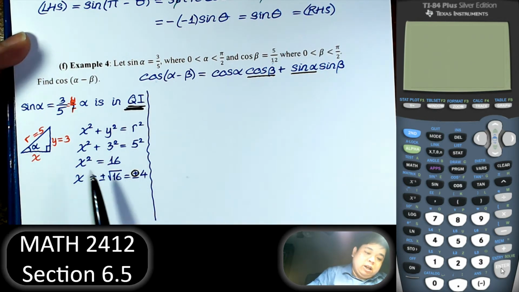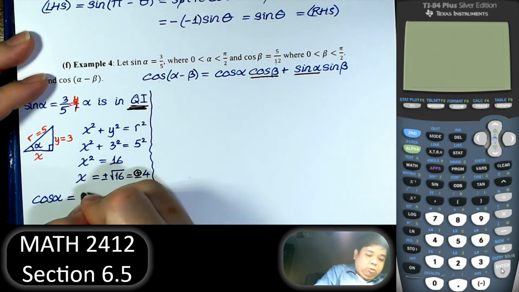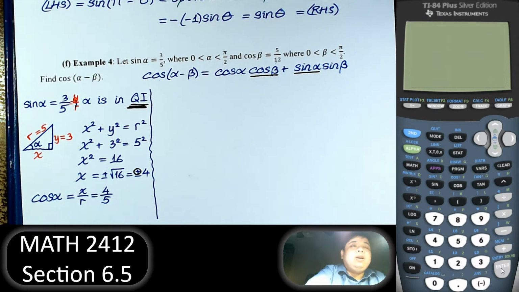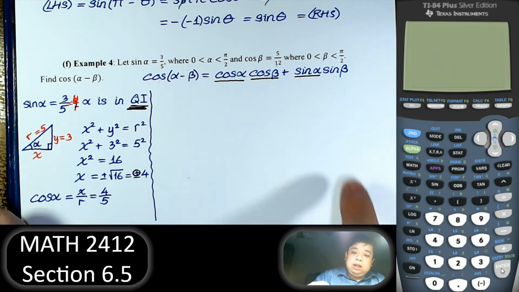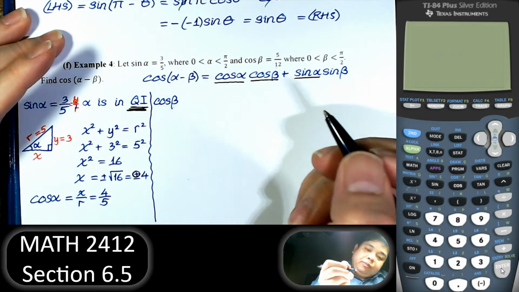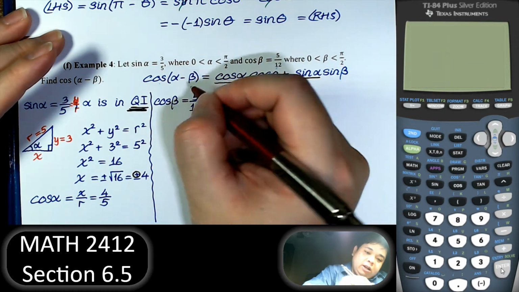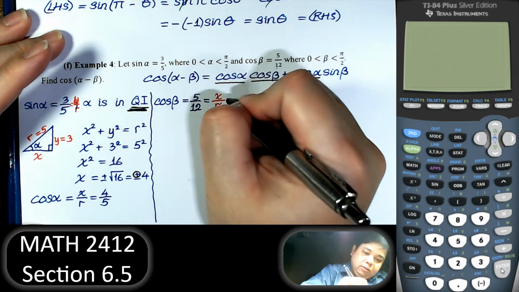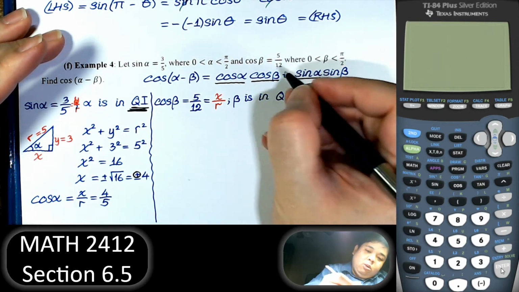And finally, what we need is cosine of alpha, which will be x over r, 4/5. Alright, so that's easy. Now we know the cosine of alpha is 4/5. Now we just need sine of beta. Now we go to beta. Cosine of beta is 5/12, and the ratio for cosine is x over r. And beta is in quadrant 1.